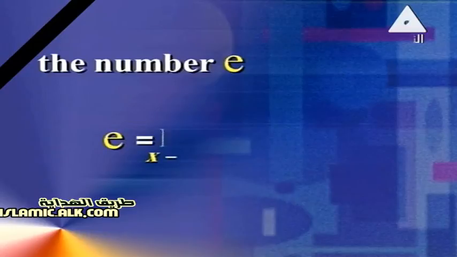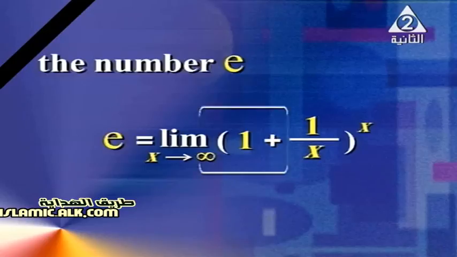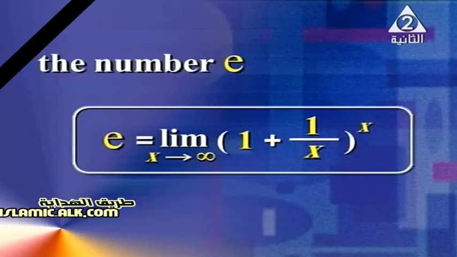The number e, dear student, is defined by the limit when x tends to infinity of the bracket 1 plus 1 over x, all to the power x. Remember, dear student, the number e is the limit when x tends to infinity of the bracket containing 1 plus 1 over x, all to the power x. Then when we find any limit of this form, it is the number e.